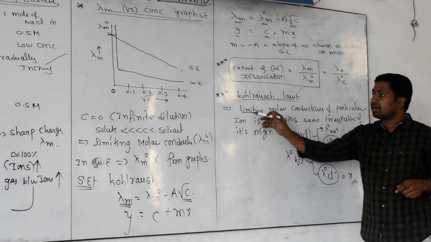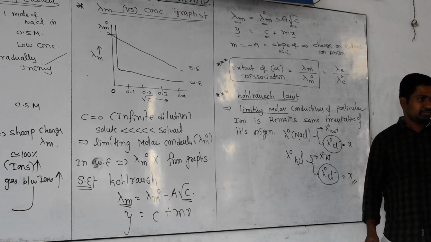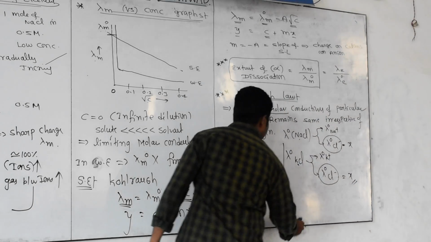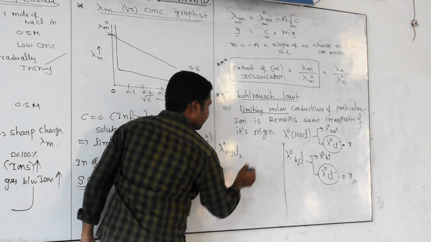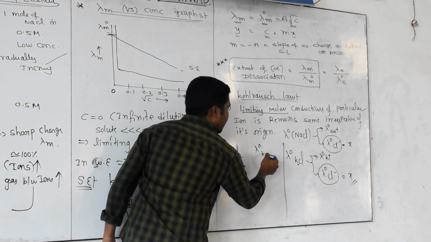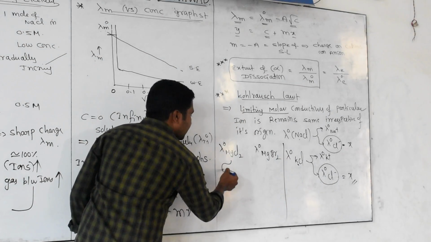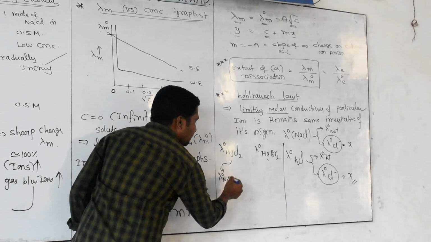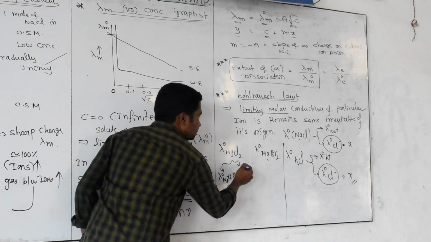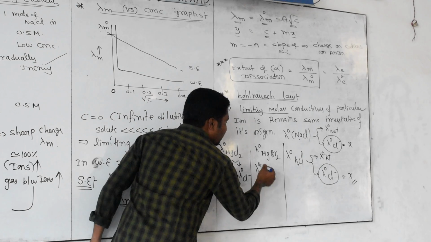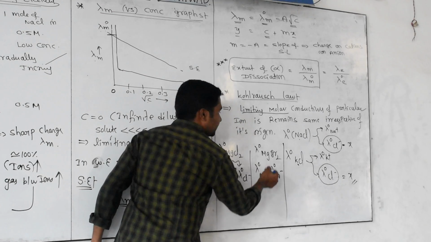But compulsorily it should be in limiting condition. Limiting condition is at infinite dilution. Okay, for example, I will give you one more thing. If you take lambda naught of MgCl2 and lambda naught of MgBr2, same concept. From here we get lambda naught of Mg plus 2, as well as lambda naught of Cl minus. From here also we get lambda naught of Mg plus 2, and from here we get lambda naught of Br minus.